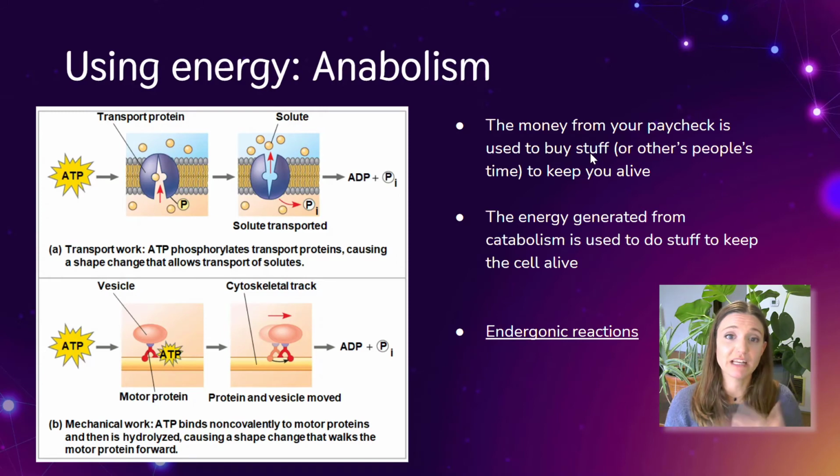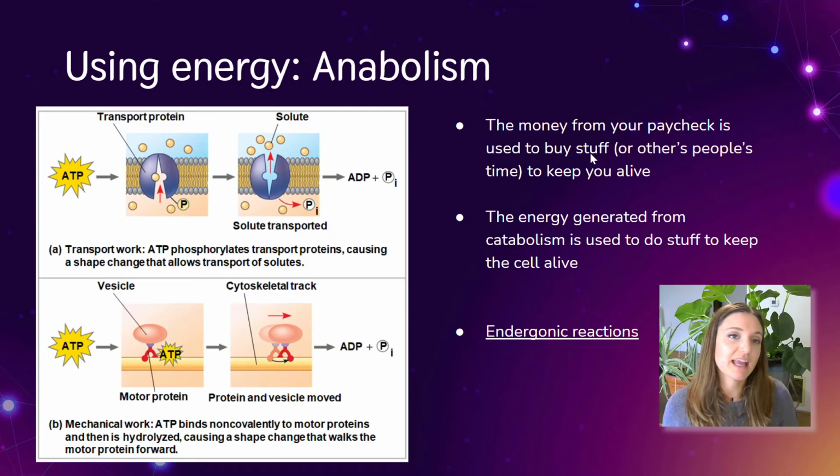The energy generated during catabolism is then used to do stuff to keep the cell alive, like moving solutes against their concentration gradient to maintain homeostasis or to establish an electrochemical gradient, or to move stuff around the cell, right? Like that little vesicle walking around the cytoskeleton. That all takes energy, and all of these processes are required for cells to remain alive.